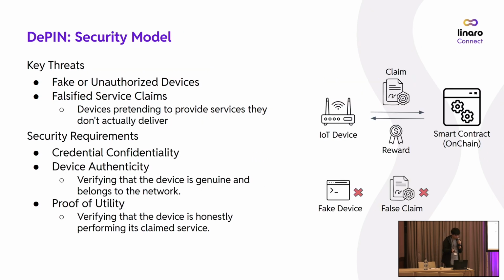Here, there are two types of key threats. First is fake devices. What if I don't own the device, but I claim I have one in order to get the reward? And also, even a genuine device owner has the potential to do evil, like issuing false claims, pretending to provide services they don't actually deliver. So the security requirements here, in addition to credential confidentiality, are device authenticity and also proof of utility.